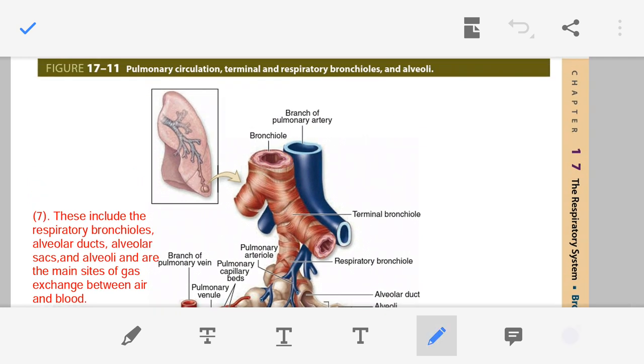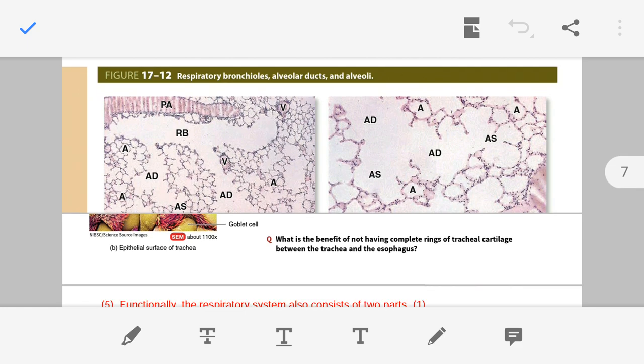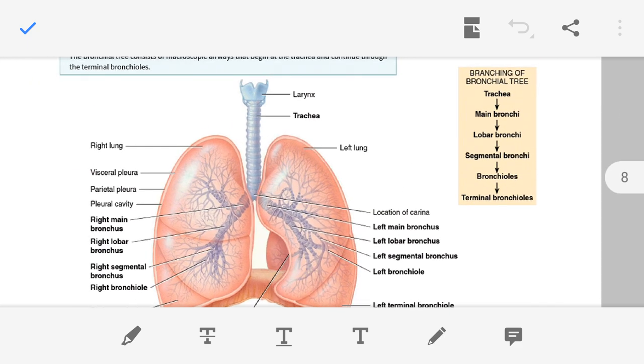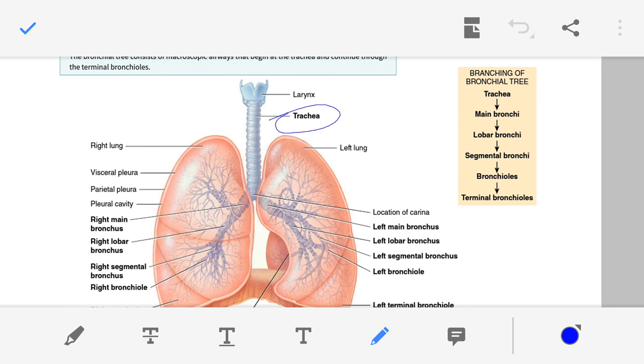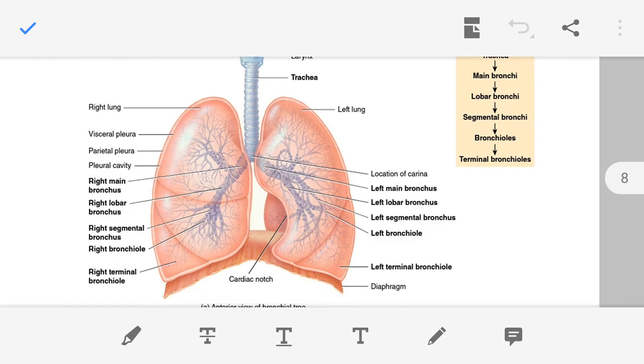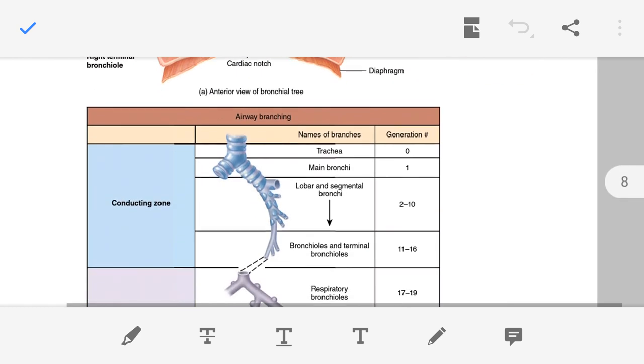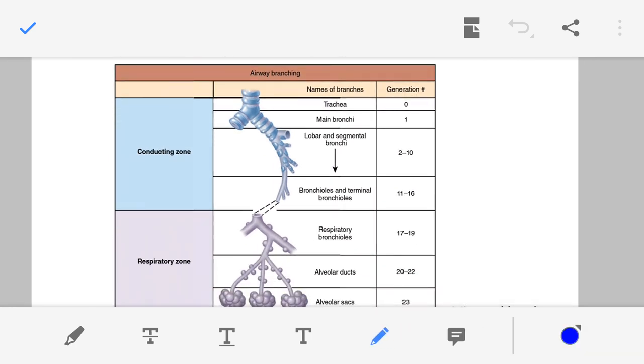Now for the bronchiole, we need to understand all the tubes of the respiratory system. Here you see this one is the trachea, and the trachea is divided into two tubes, and these two tubes are known as left and right bronchi. With this figure you will understand. See, over here, this one is the trachea, and the trachea is divided into two branches, left and right. These branches are known as the bronchi, left bronchi and right bronchi.